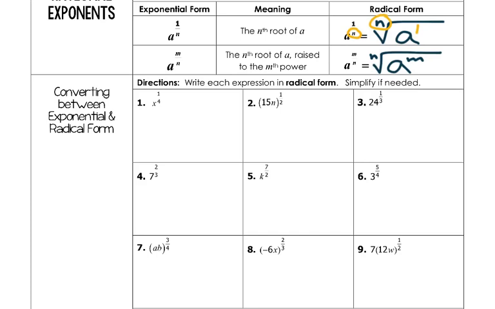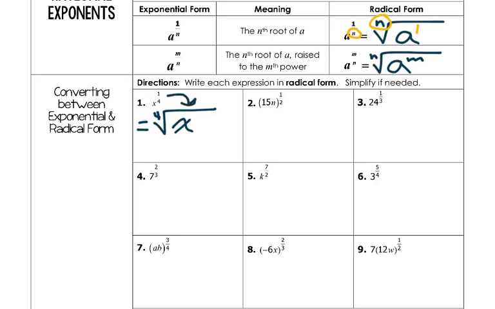X to the 1 over 4 is going to equal the fourth root of x to the first power. The fourth root of x to the first power, or just x. We don't really need to write that. So because the denominator is 4, what that really means is this.